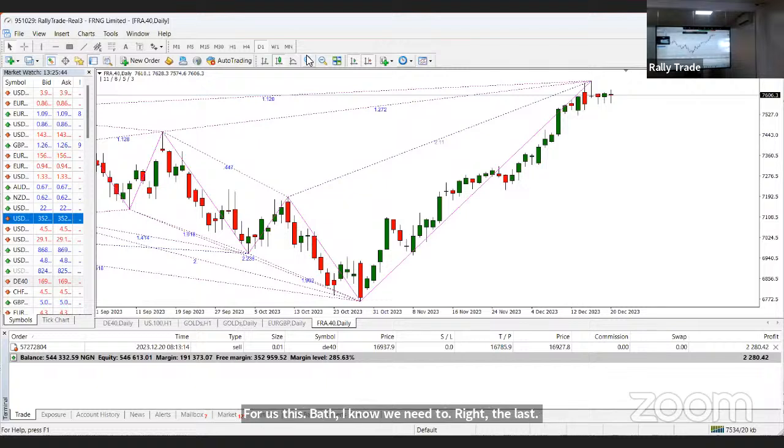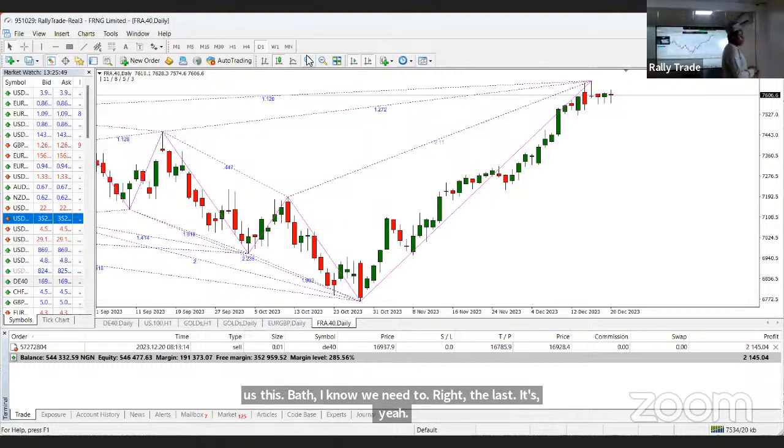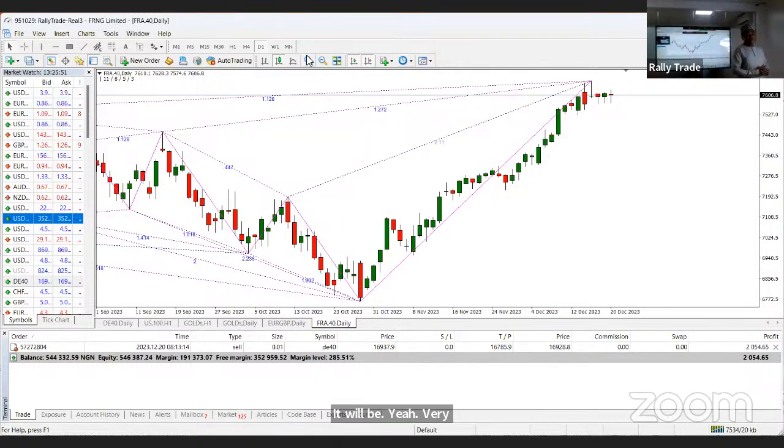Towards the end of the year, it could be. It could be. They are very cautious, Abby. It could be. So buyers are really surrendering right now. Sellers have the opportunity to take over, right?